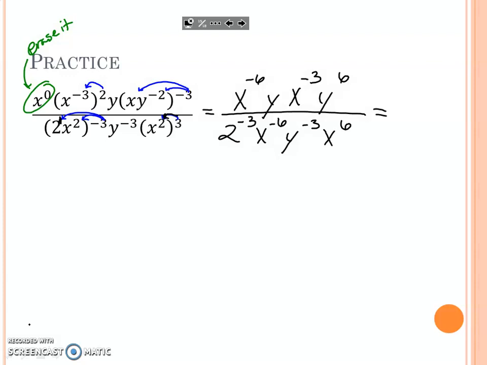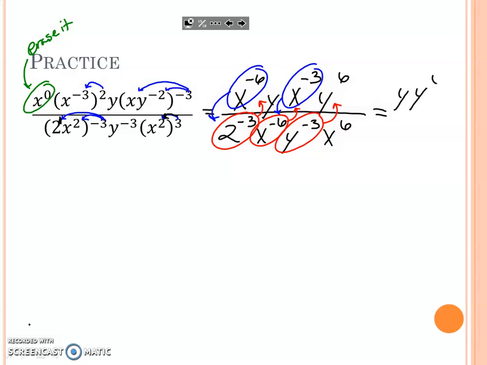Okay? A lot of you guys might want to start canceling stuff right now. Do not cancel now. First step, get rid of parentheses. Second step, get rid of our negatives. That needs to move down. That needs to move down. This needs to move up. This needs to move up. This needs to move up. Okay? So my new problem is going to be y to the 6th.